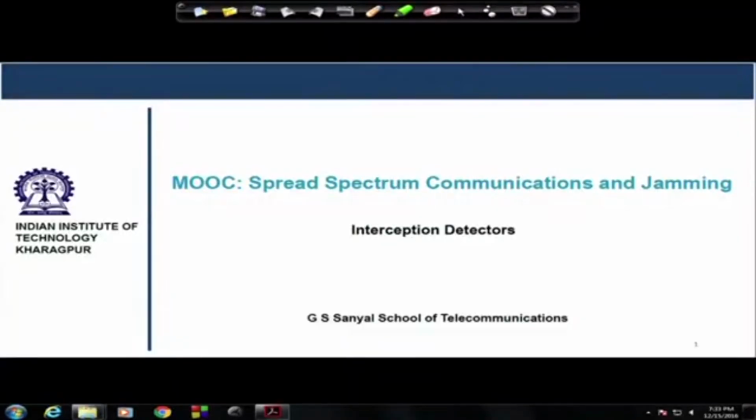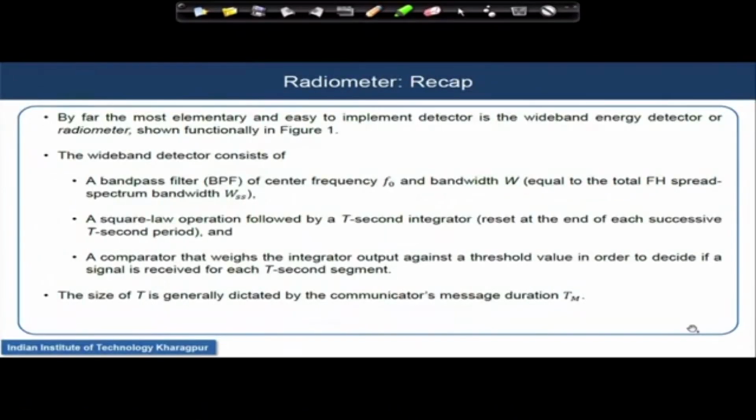Hello students, in this module we are going to discuss the other type of interception detectors. We have discussed in detail the radiometers, or wideband interception detectors, in the last module, and we have also seen the limitations of those radiometers. We understood that the radiometer is not a realizable solution for practical implementation. So, we will have a quick recap here.